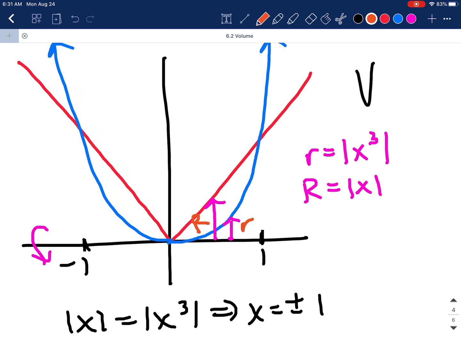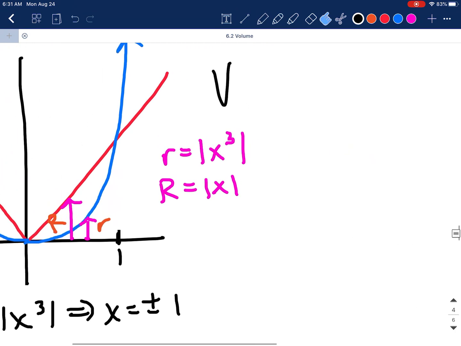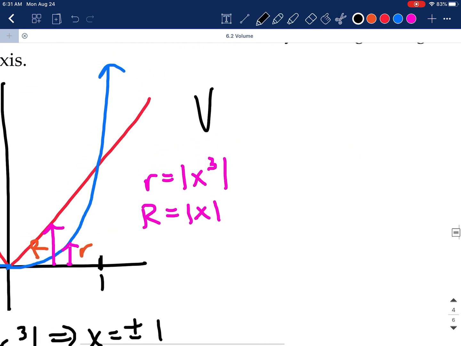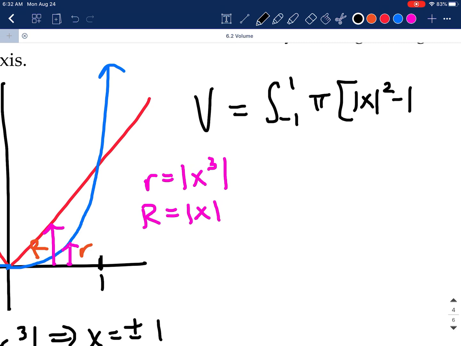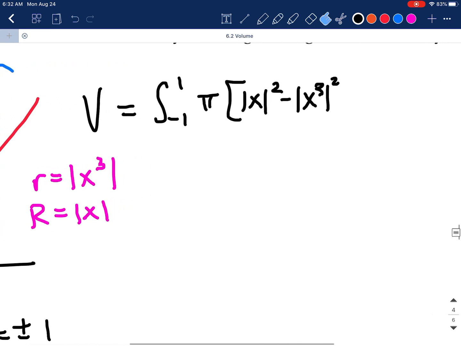So big R and little r. And now we just need to figure out our volume expression. So volume is going to equal the integral from -1 to 1 of pi, and now we're going to have R squared minus r squared, so absolute x squared minus absolute x cubed squared, which, when you think about it, we can actually just drop the absolute values if we're squaring them, because they'll always be positive.